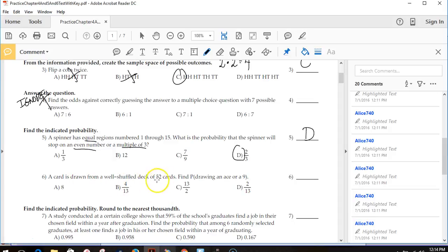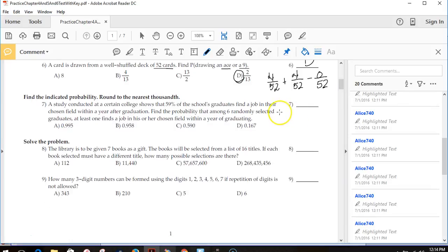A card is drawn from a well-shuffled deck of 52. I want an ace or a 9. Well, I got 4 aces. Or means add. There are 4 9s. You can't be a 9 and an ace at the same time, so I don't have any overlaps. Those two are mutually exclusive, so that's 8 out of 52, which will reduce all the way down to 2 out of 13.